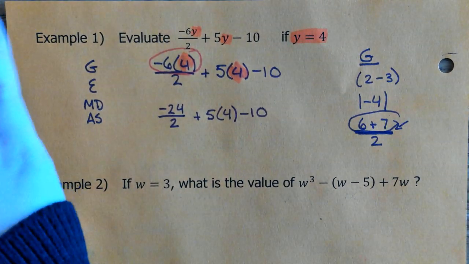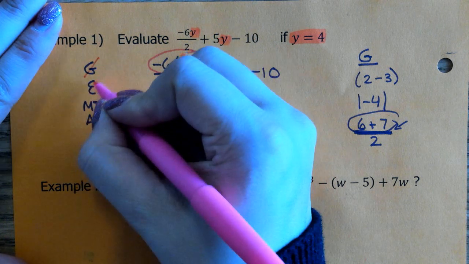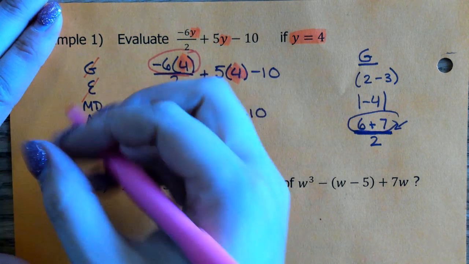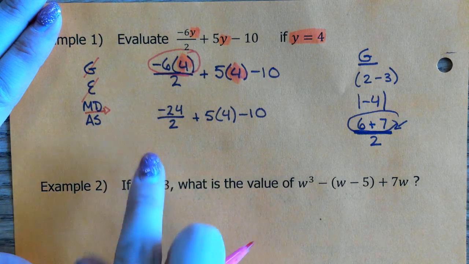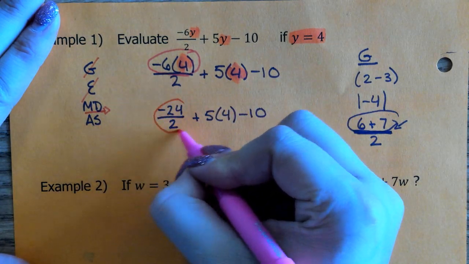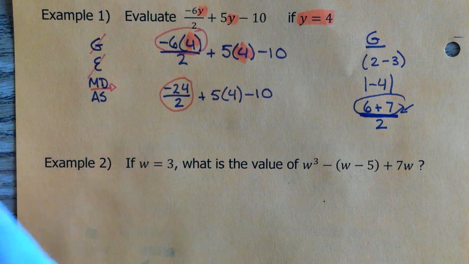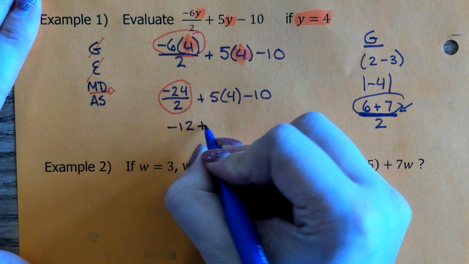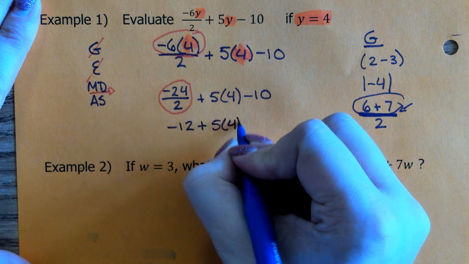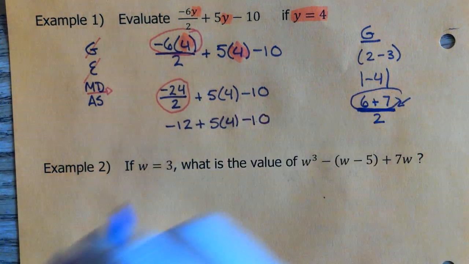Alright, and now done with groups, no exponents. So I'm doing multiply and divide, and you're going to do these from left to right. So from left to right, my divide's going to come first. Negative 24 divided by 2, that's negative 12. Everything else comes down. So plus 5 times 4 minus 10.